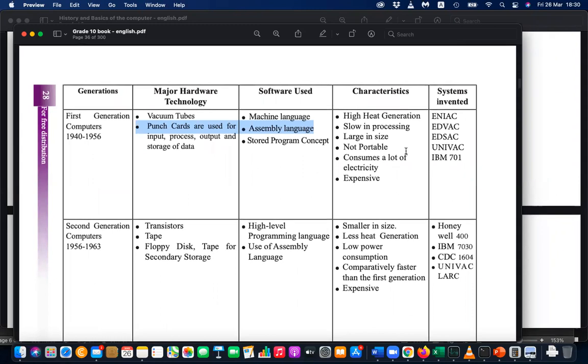Now you can see the first generation. So you have to remember these things, right? What are the technologies used in the first generation? Vacuum tubes, you know that. Transistors in the second generation. And high level languages in the second generation, as well as assembly. Assembly and high level both were there. Machine and assembly both were there in the first generation.